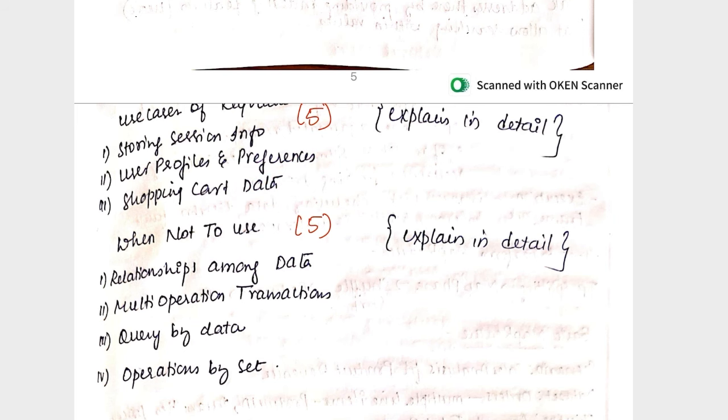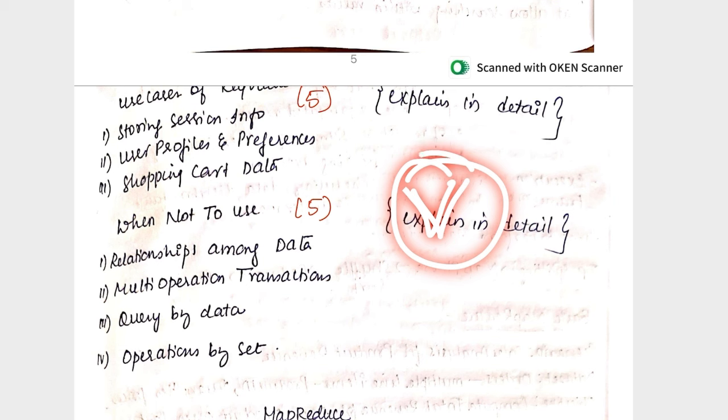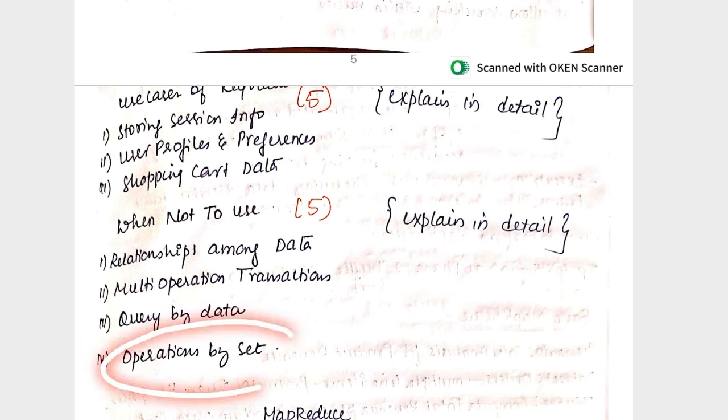And when not to use key value stores. While key value stores are effective for certain types of data storage, they are not ideal for all scenarios. The first one is relationships among data. Complex relationships or associations between data items are difficult to handle in key value stores. Next, we have querying by data. If you are trying to query by referring to the value part, it becomes very difficult, right? Next we have operations by set.